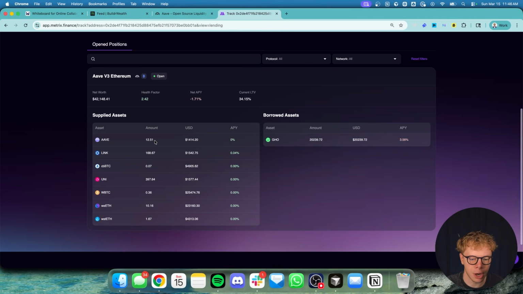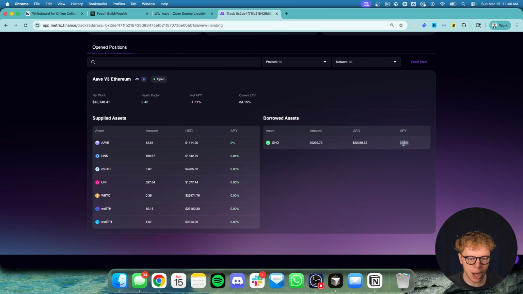And when we look over here, I am supplying some Aave token, some Link token, some cbBTC, some Uni, some wrapped Bitcoin, some wrapped EtherFi ETH, some wrapped staked ETH, right? And I'm borrowing GHO, which is a stablecoin. The reason I'm borrowing GHO as opposed to USDC is because it has a lower interest rate historically. GHO is currently at 3.5% to borrow.